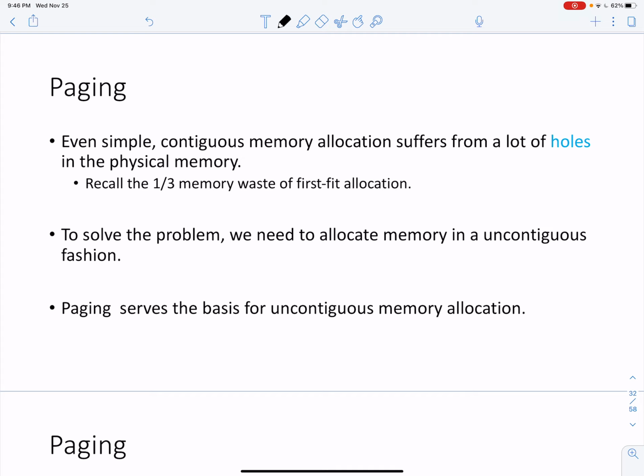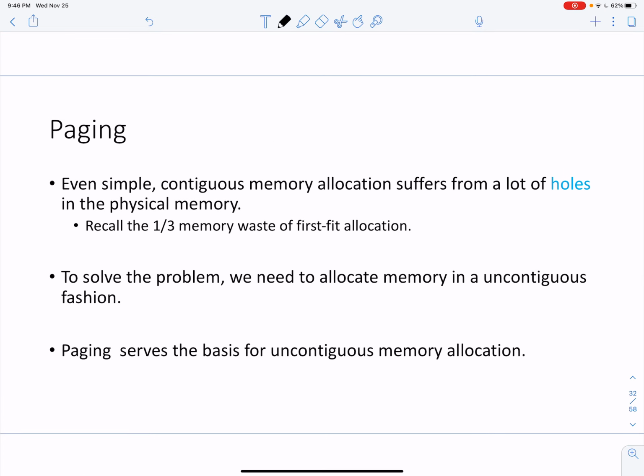Okay, the next concept that we need to talk about is named paging. Paging is something like this. Let me give you a real world example. Suppose today you want to go to a supermarket to purchase something, and you need to carry some cash into the supermarket. Let's forget about the supermarket example. Let's talk about the bus example. Suppose today you want to ride a bus, and the bus costs you, for example, $2.75.